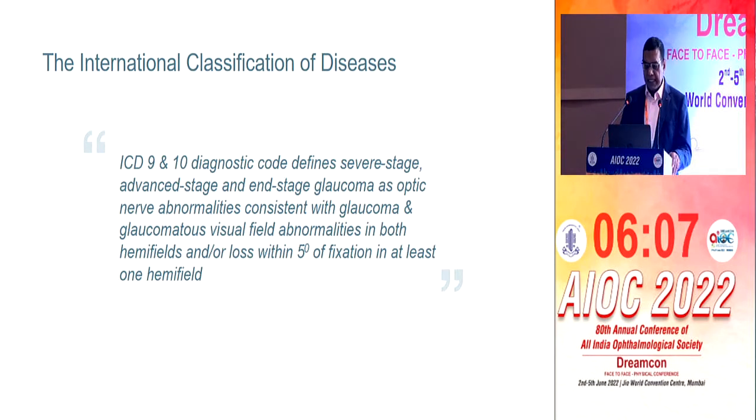But as per the ICD classification, ICD 9 and 10 diagnostic codes define the severe stage of advanced glaucoma and the end stage of glaucoma as optic nerve abnormalities consistent with glaucoma and glaucomatous visual field abnormalities in both hemifields, and/or loss within 5 degree of fixation in at least one hemifield.